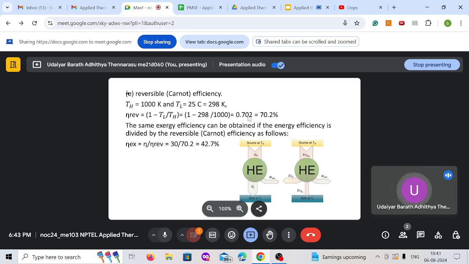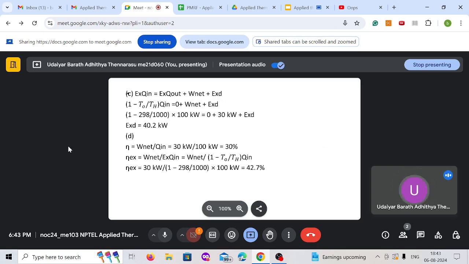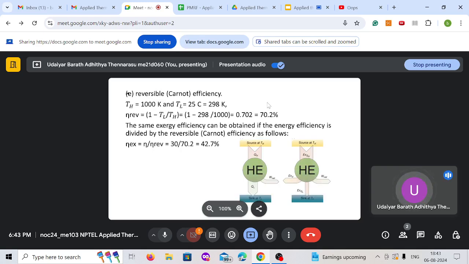So if you run a Carnot efficiency, so TH is 1000 Kelvin and TL is 25 degrees Celsius. So a reversible efficiency, 1 minus TL by TH, is the efficiency of Carnot, which is 70.2%. So if you see, actual cycle efficiency is 30%, but the Carnot efficiency is 70.2%. So this says that the exergy efficiency is nothing but efficiency by efficiency of Carnot, or you can say W net divided by the W generated by the Carnot.